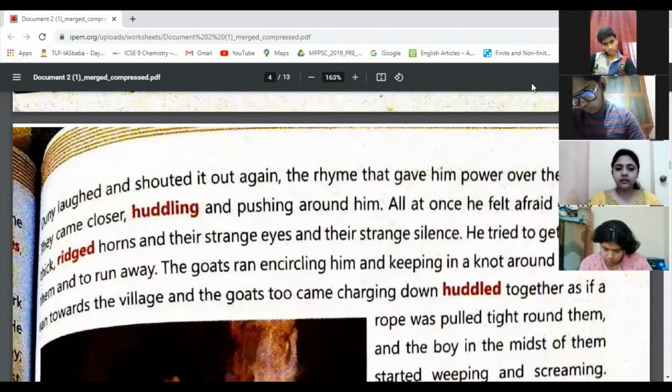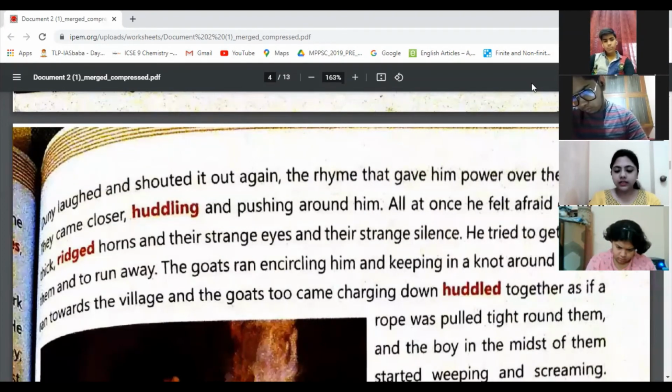And then the thick horns of the goats, he also became afraid of all these things, and the strange eyes, because they were looking at him fixedly, and they were not making any noise at all. So he tried to get free of them and to run away, but he was not able to, because the goats kept encircling him and made a kind of knot around him so that he could not move from his place.